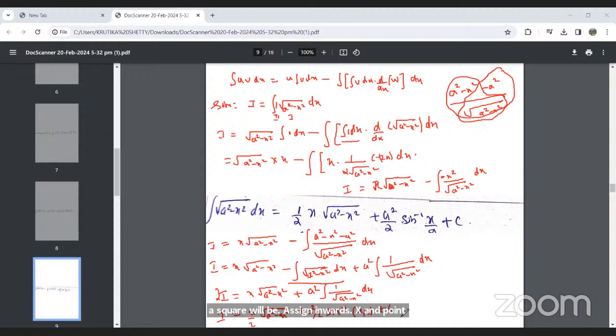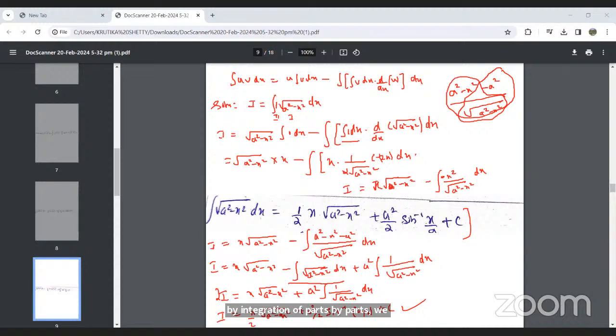So this is the required result. We had to prove integration of root of a square minus x square dx is equal to x upon 2 root of a square minus x square plus a square upon 2 sine inverse x by a plus c. So this was the result we wanted to prove. By integration by parts, we can prove it very easily.